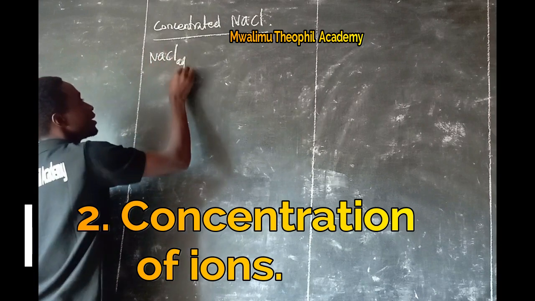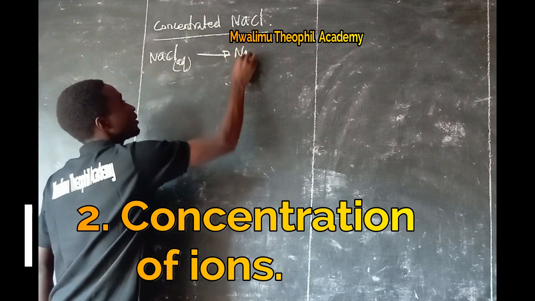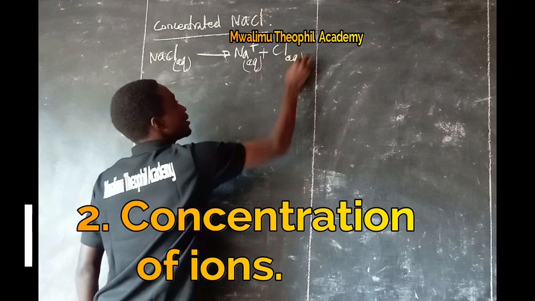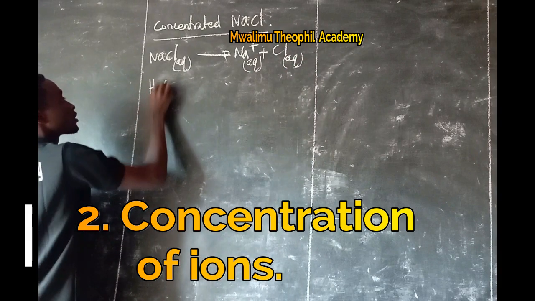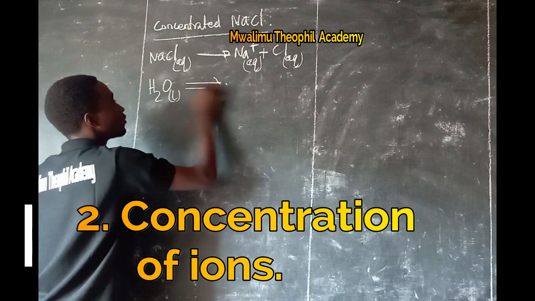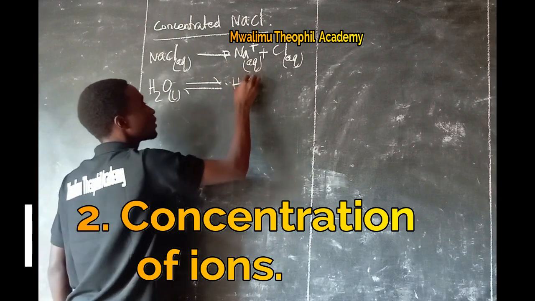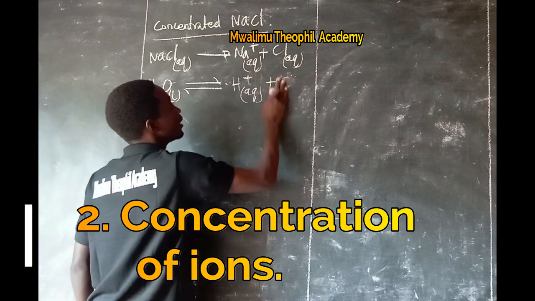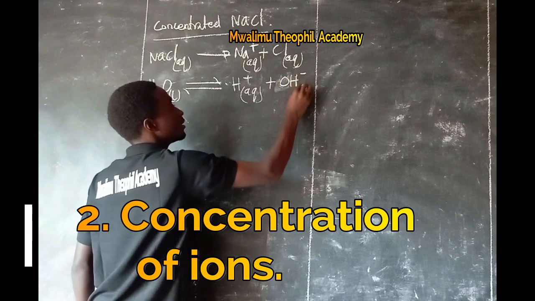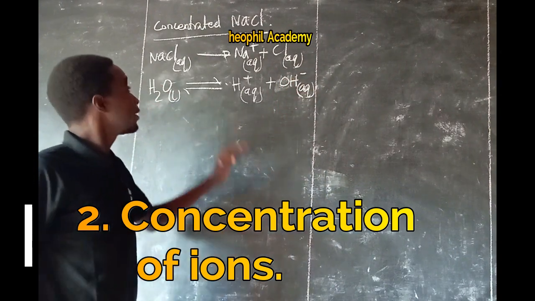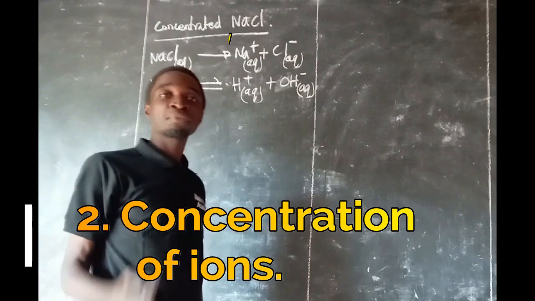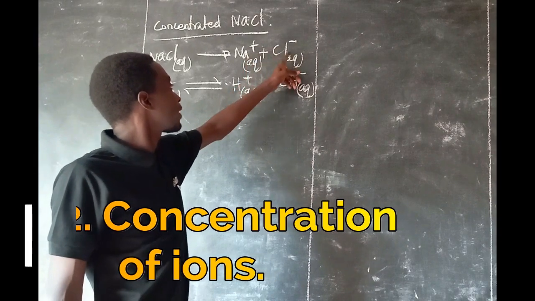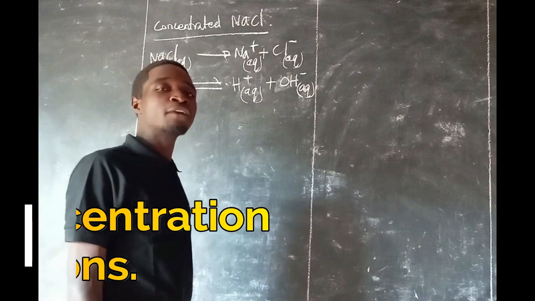Sodium chloride will dissociate to form sodium ion and chloride ion, while water will also dissociate to form hydrogen ion, I mean hydrogen proton, and hydroxyl ion, as you may see. Now, in this solution, it means that we will be having four kinds of ions: sodium ions, chloride ions, hydrogen proton, and the hydroxyl ion.